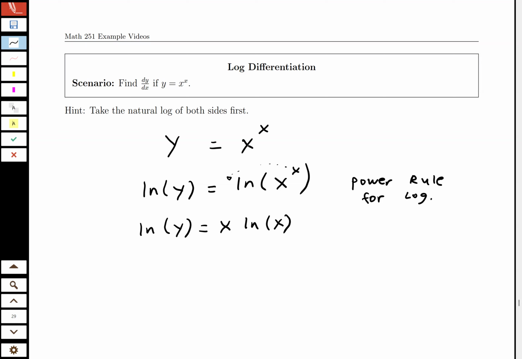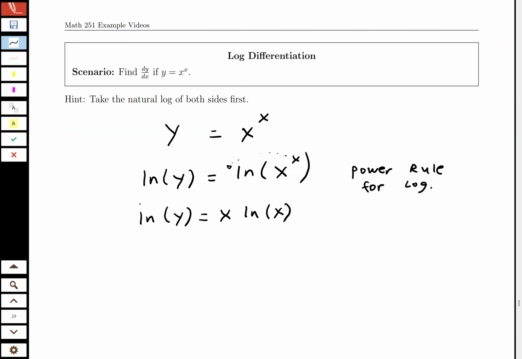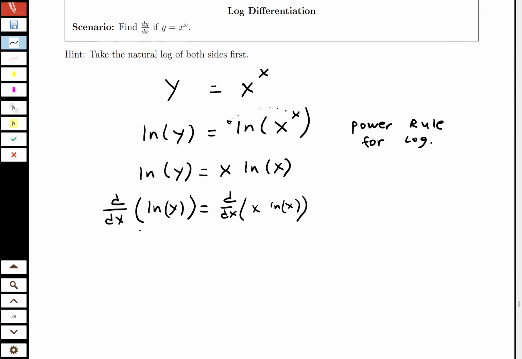So now instead of having this complicated exponential, I now have a product of functions. I can take the derivative of the product of functions using the product rule. So what I should do from here is I should take the derivative of both sides with respect to x. The derivative of ln of y is 1 over y. Since I took the derivative of y with respect to x, I have to pick up a dy/dx there.